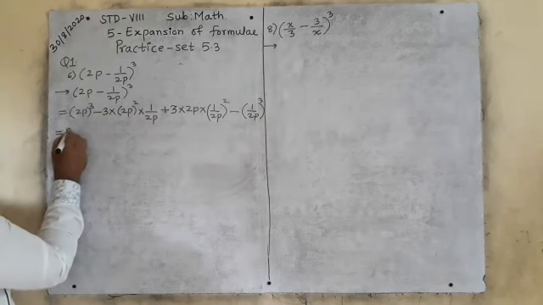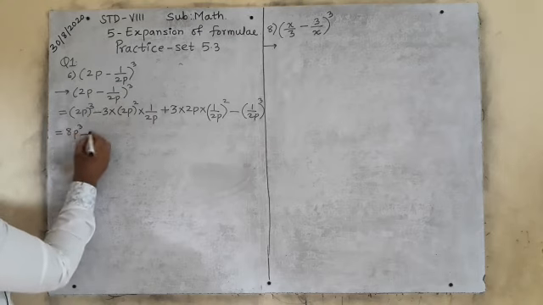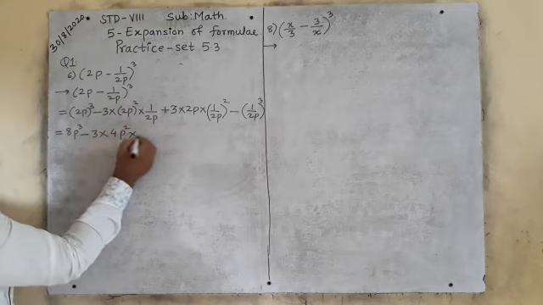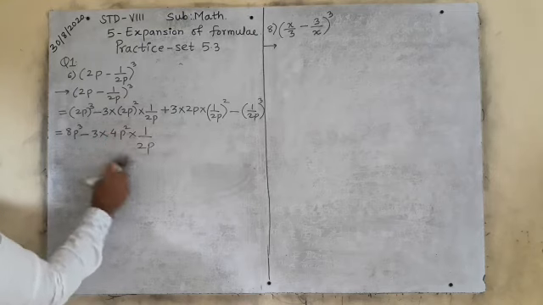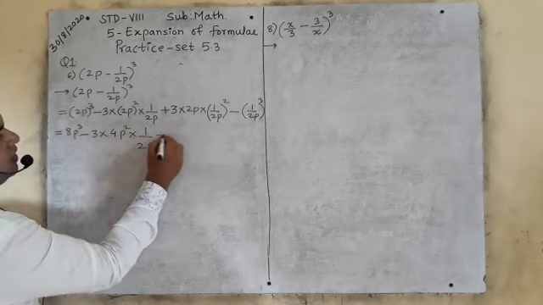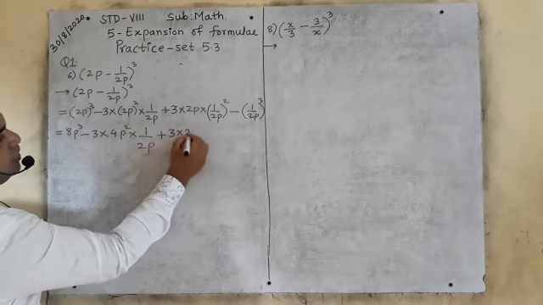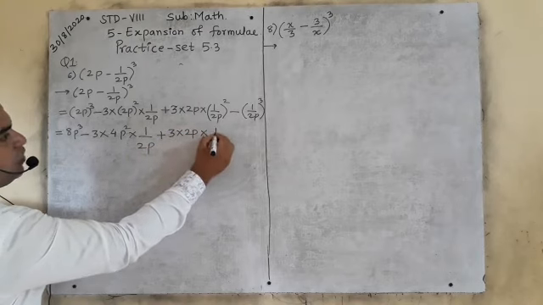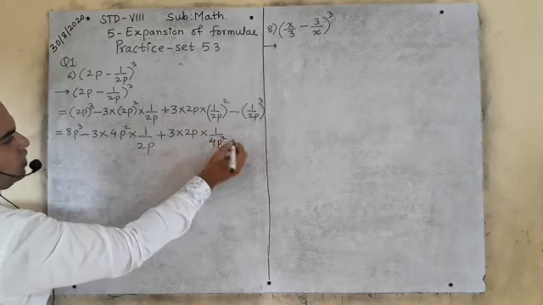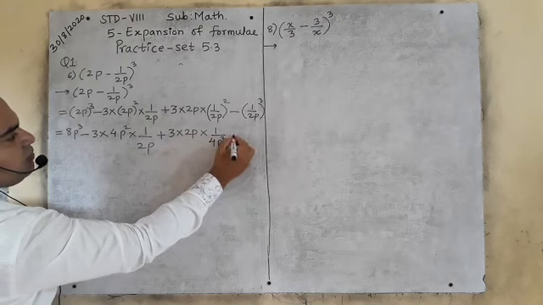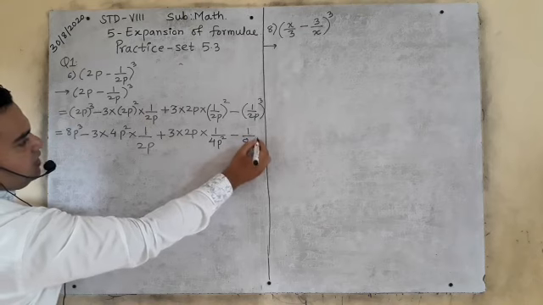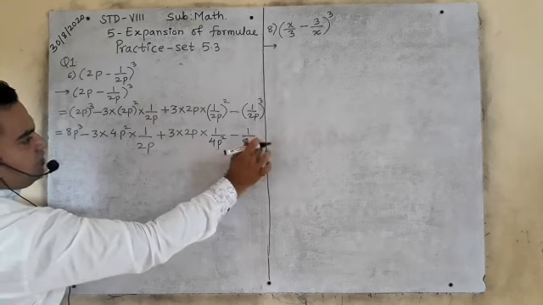2 cube 8, p cube, p cube, minus 3 as it is, 2 square 4, p square multiply by 1 upon 2p. My dear student, this will get cancelled. Okay, see it will get cancelled. Now plus 3 multiplied by 2p multiplied by 1 square, 1 only, 2 square is 4 and p square is p square. Is it clear? Minus 1 cube is 1 only, 2 cube is 8 and p cube is p cube. This is separate, this is different term.